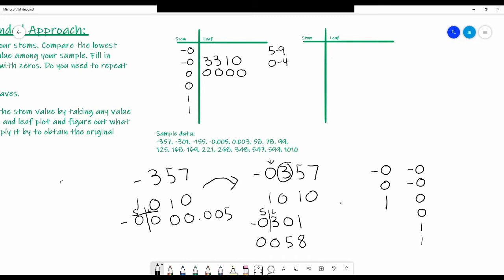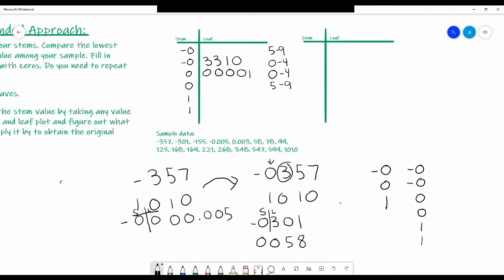Our next number would be 125. 125 means that the leaf would be 1, and the stem would be 0. Oh, I put that in the wrong bracket. Remember the brackets here, since we're positive, is going 0 to 4, and 5 to 9. So we'll put the 1 in here.